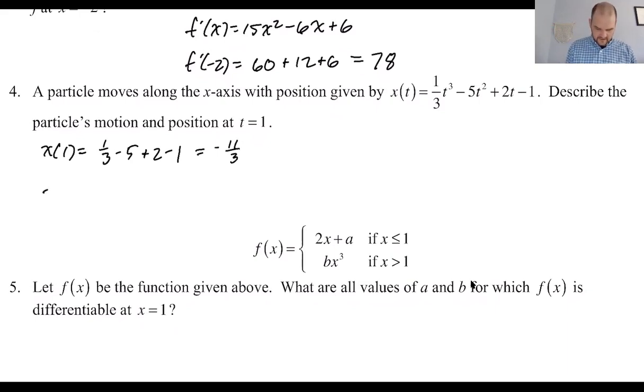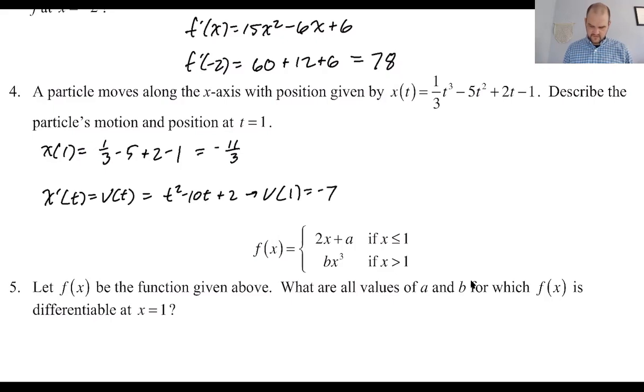And then I'll find x prime of t, which is v of t. So you want to connect those two things. You don't want to just say v of t. You can say v of t is x prime of t. Either way, you want to connect velocity to the first derivative of position. And this will be t squared minus 10t plus 2. So v of 1 is 1 minus 10 is -9 plus 2 is -7.